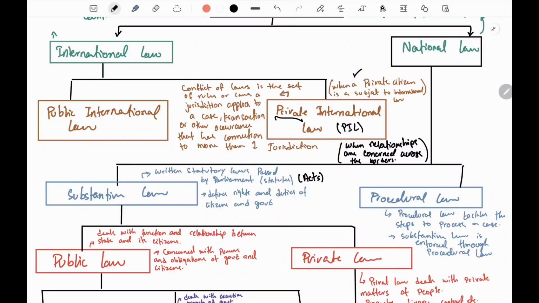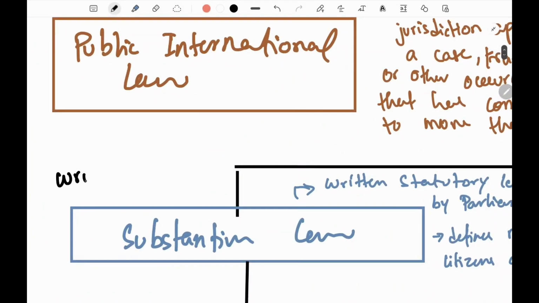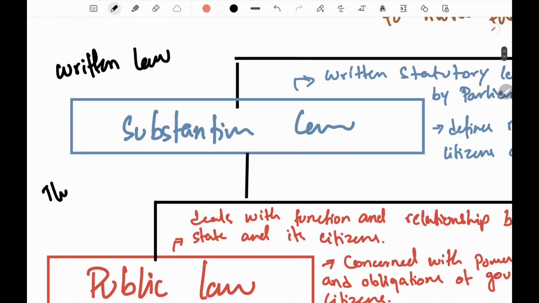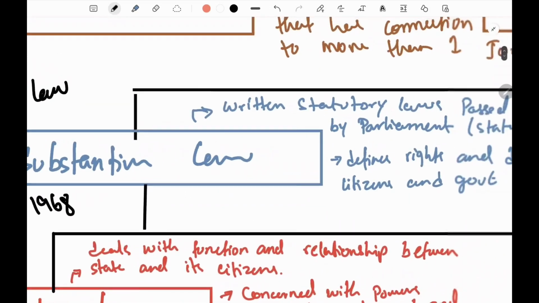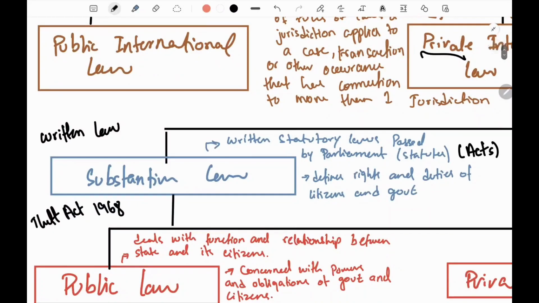So when we go further in the classification of national law, we have substantive law and procedural law. Substantive law are laws that are written statutory laws passed by parliament. Those are statutes and acts. They mostly define the rights and the duties of citizen and government. Substantive law is basically written law, and we can take examples such as the Theft Act 1968. Yeah, so Theft Act 1968 is a substantive law.